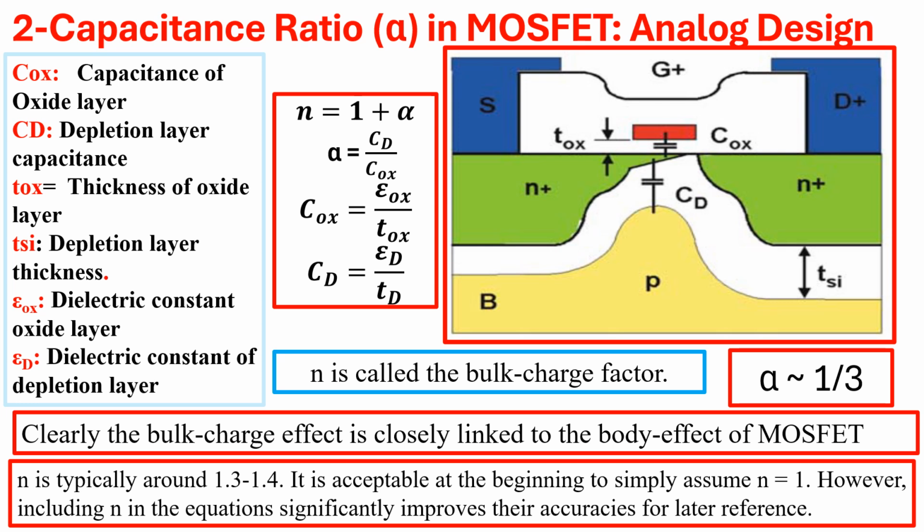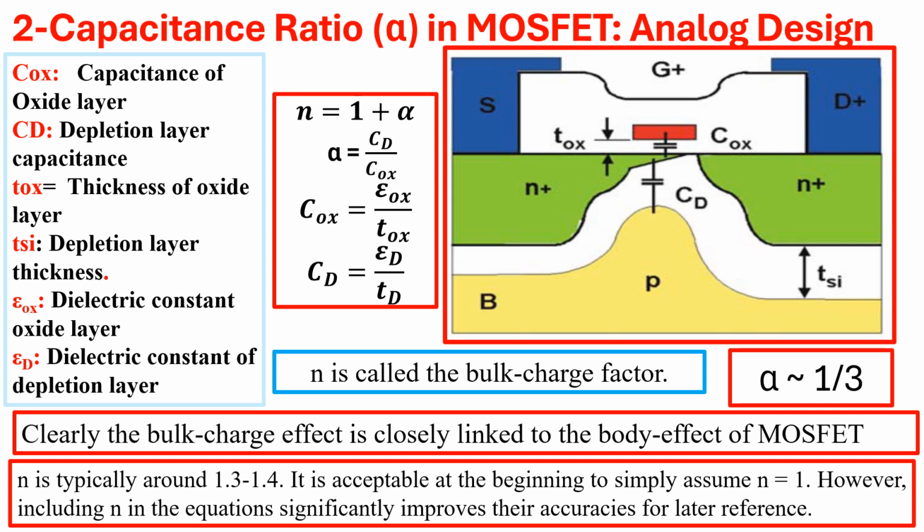TSI, depletion layer thickness. This is the width of the depletion layer region in the semiconductor. And this width affects the electric field as well as the charge distribution, which are very crucial for device operation and performance.